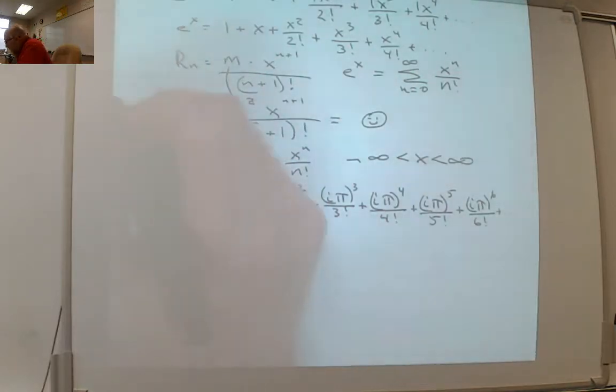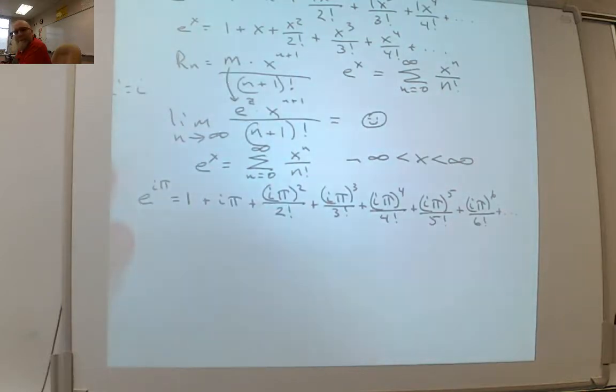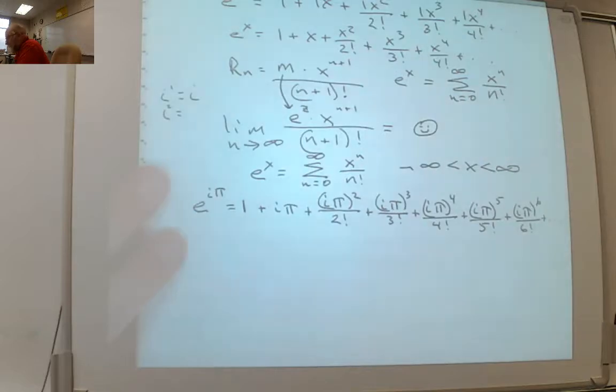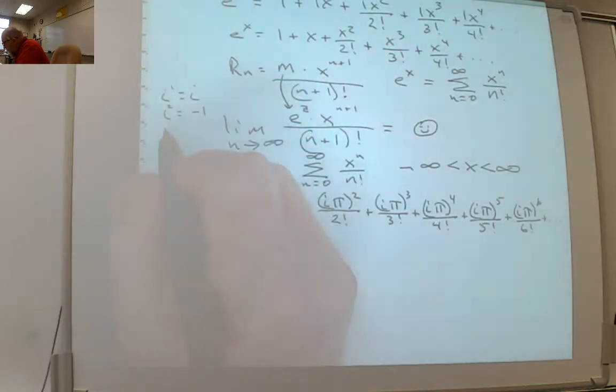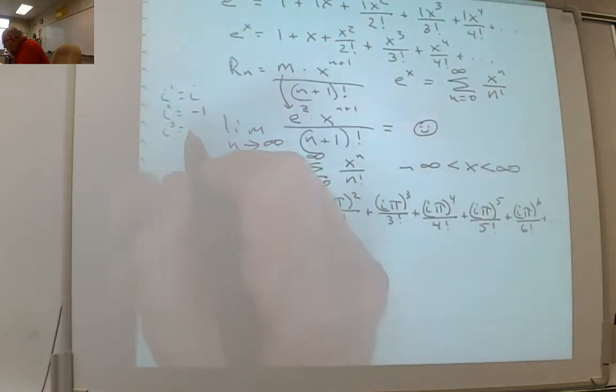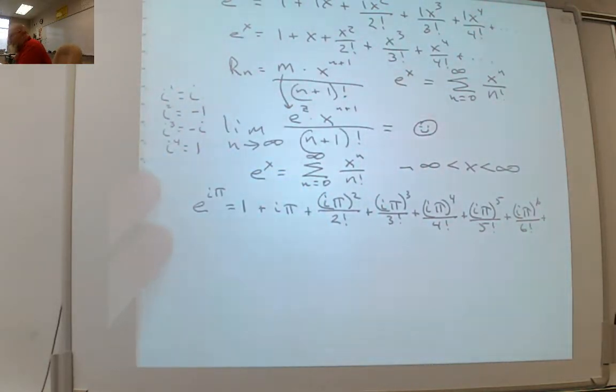Now, i to the first is i. Do you remember that? What's i to the second? Negative 1. What's i to the third? Negative i. We're getting there. i to the fourth? 1. Did you guys ever learn that? Okay. So i to the fifth is what? i. i to the sixth? Negative 1. Okay?